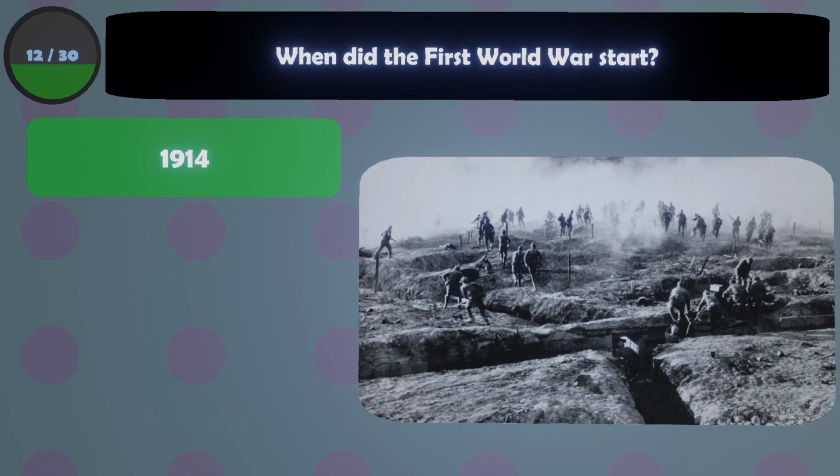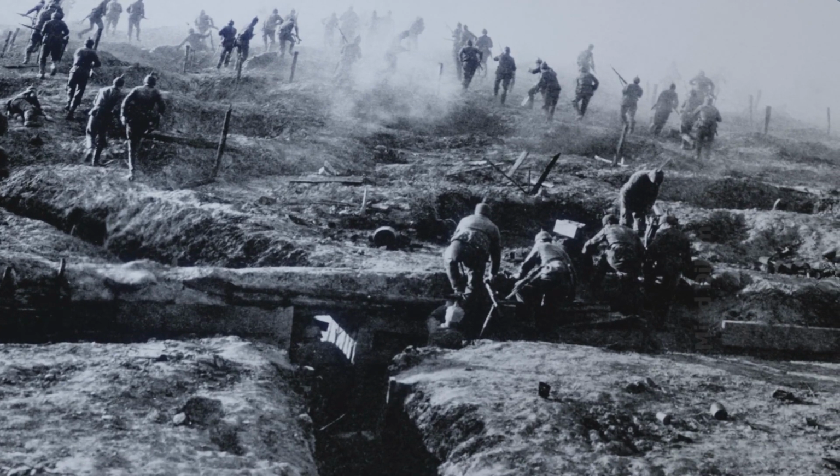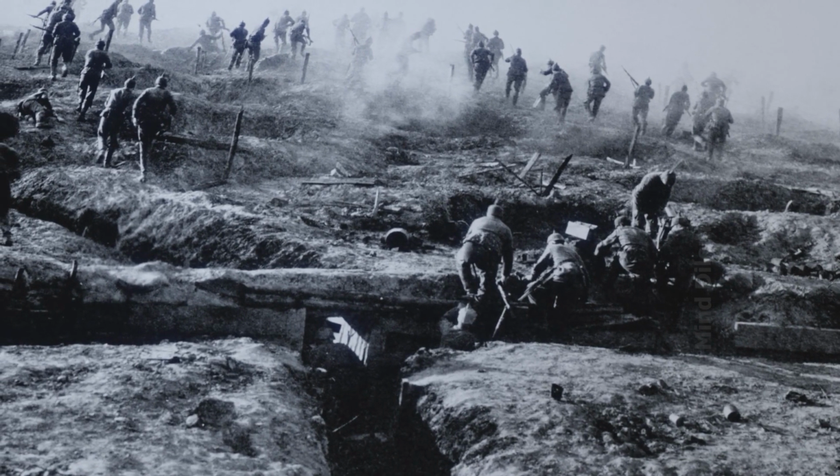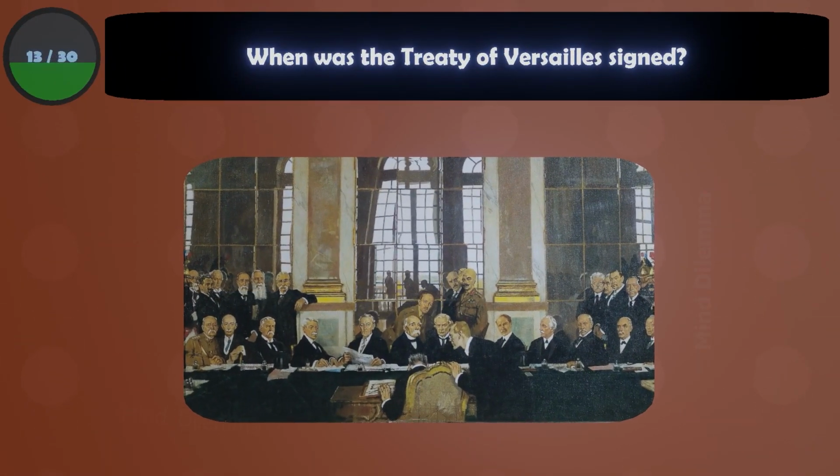The assassination of Austrian Archduke Franz Ferdinand on the 28th of June 1914 set off a chain of events that led to war in early August 1914. When was the Treaty of Versailles signed?